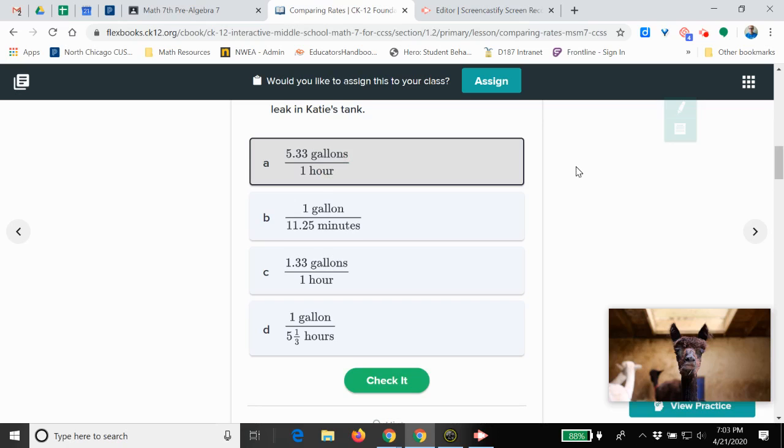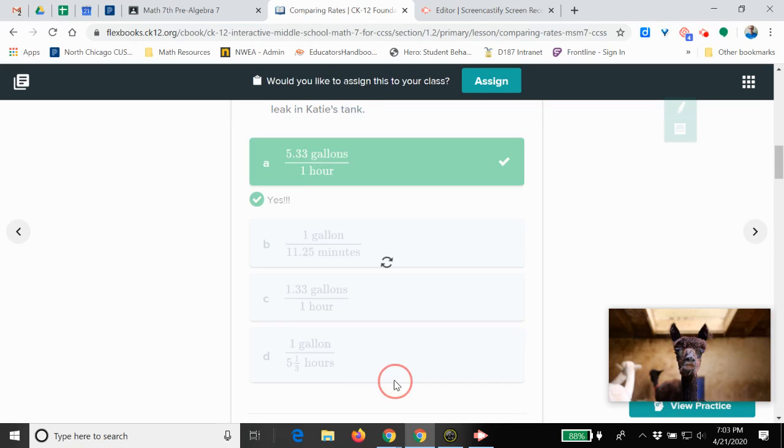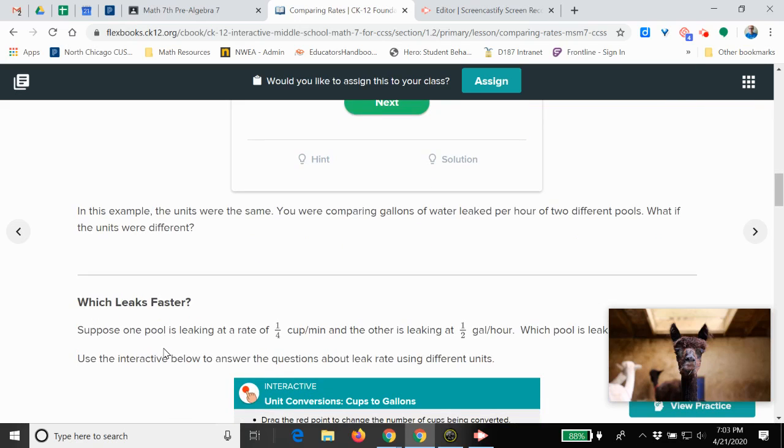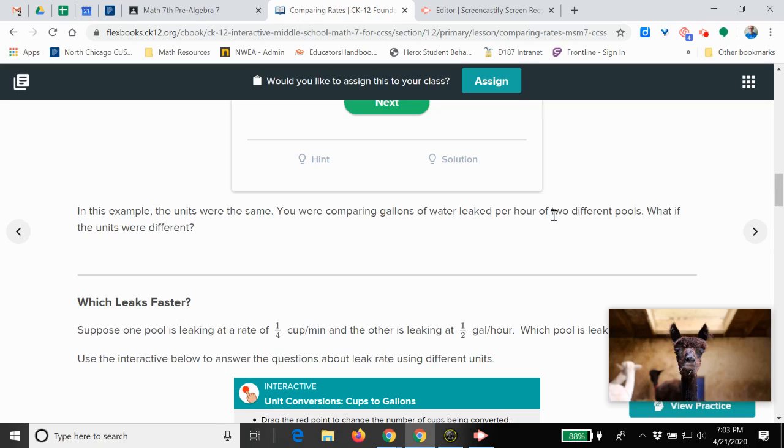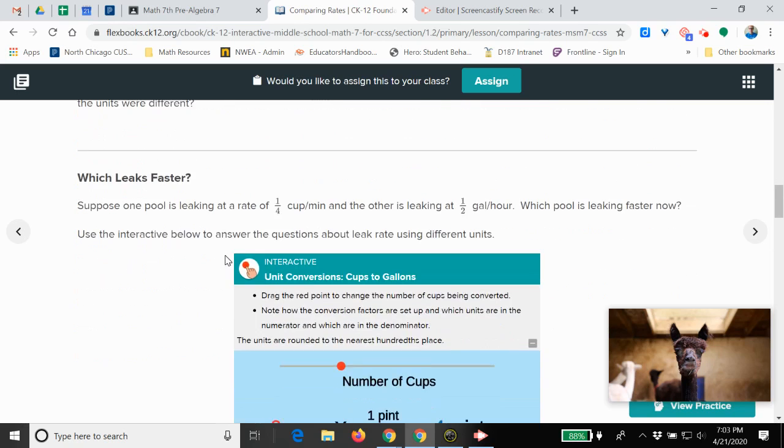It looks like a division problem because it's very related to it, but it's a ratio. There's a slight difference, but if you just remember that it's division, that's fine. So in this example, the units were the same. You were comparing gallons of water leaked per hour of two different pools. What if the units were different?